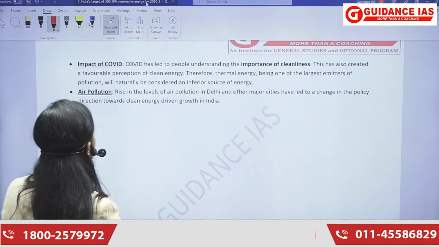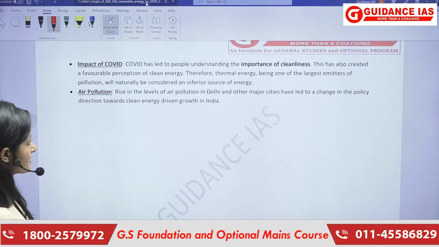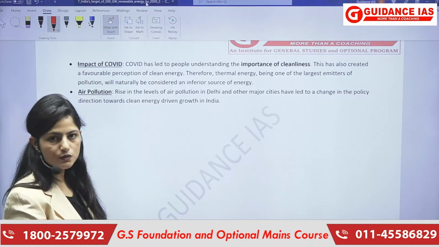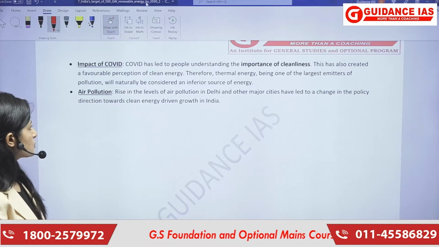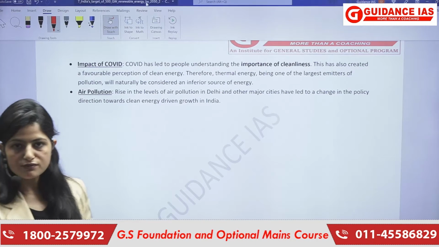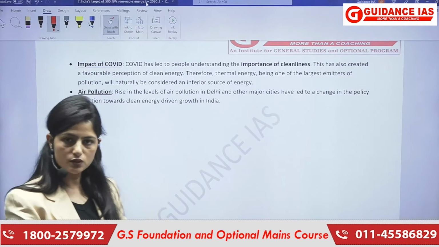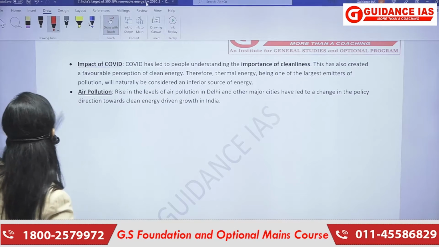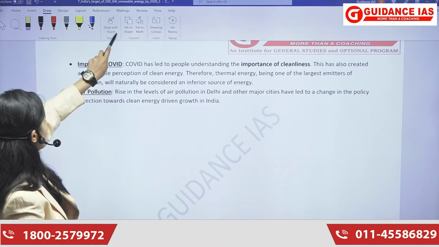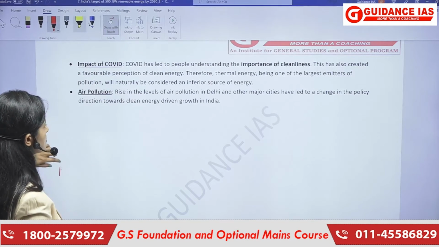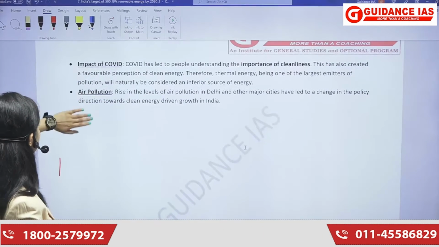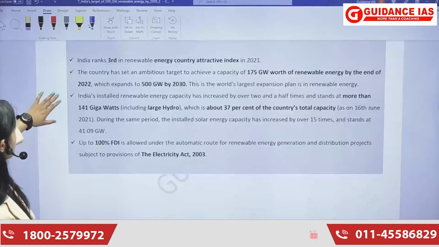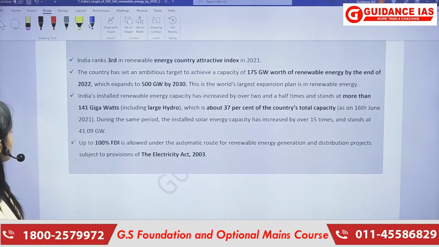Also, COVID taught us the importance of cleanliness, and that is why, with thermal energy, we know it came from fossil fuel, and that was one of the major emitters of pollution. So we tried to shift ourselves towards a cleaner source of energy, that is, renewable energy. And air pollution, we all know air pollution is caused by conventional sources, right? So to cope with this issue as well, we started producing more and more renewable sources of energy, right?